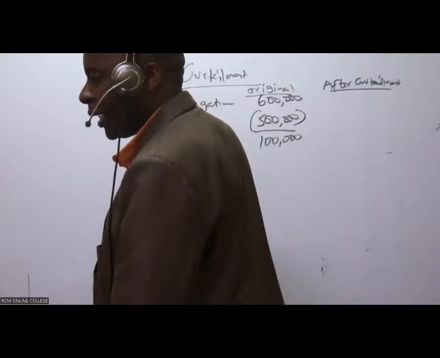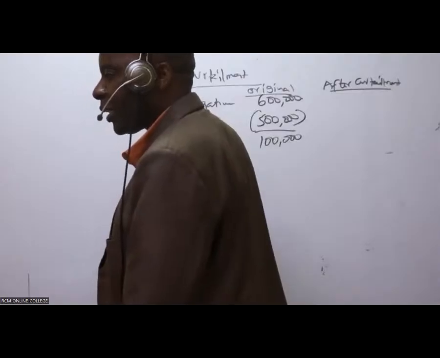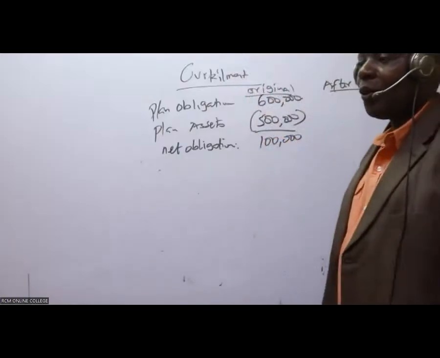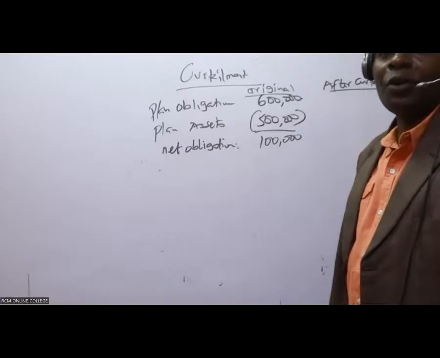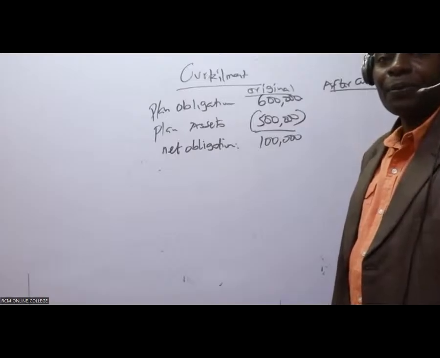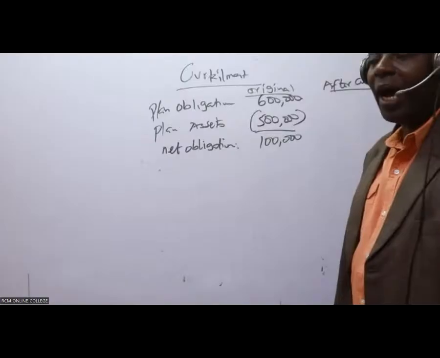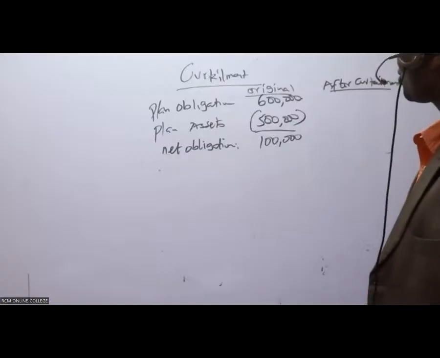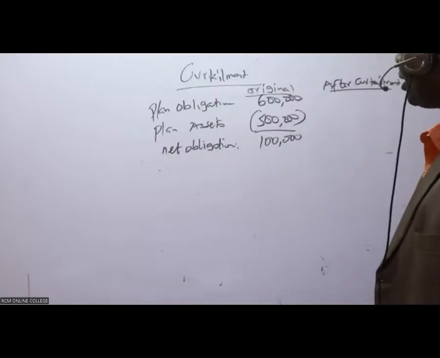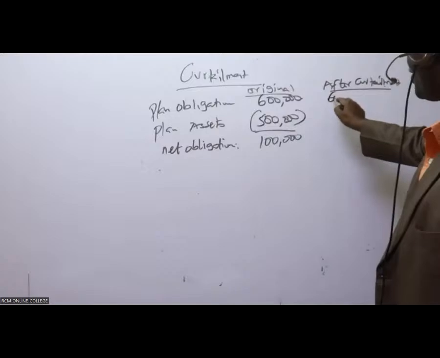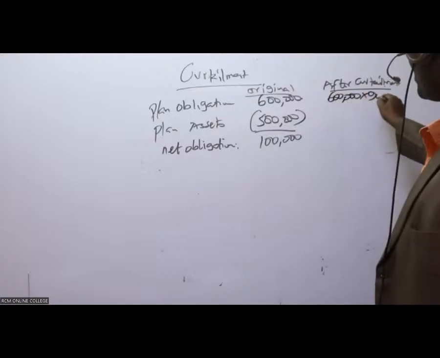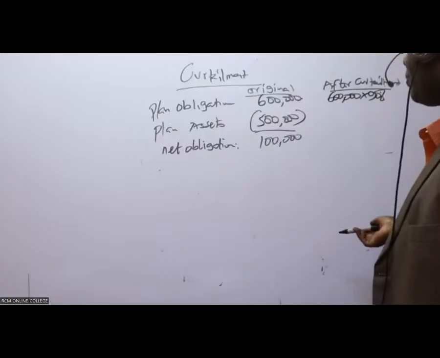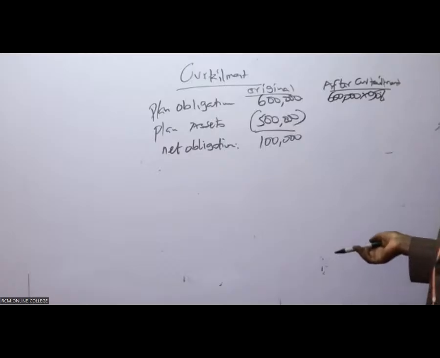Great. And then once we call for curtailment, we are told the obligation will go down by 10%. So can you kindly give me the obligation after curtailment? After curtailment, it will be 600,000 times 90%, because we see a 10% reduction. So then this will give me what, ladies and gentlemen, here?